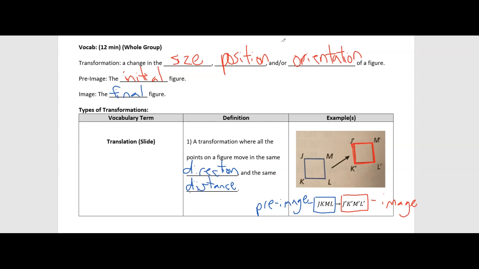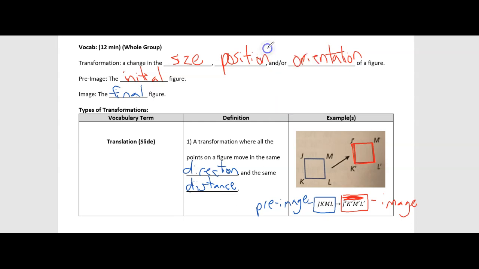So we put these little tick marks that you can see here right next to the letters, and that's read as J prime, K prime, M prime, L prime. We just call those primes. And if you ever take a calculus course, you'll see these primes show up again. So for the new image, we put a little tick mark next to each letter. We use the same letters, we just add a tick mark.